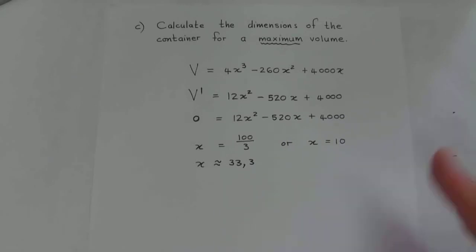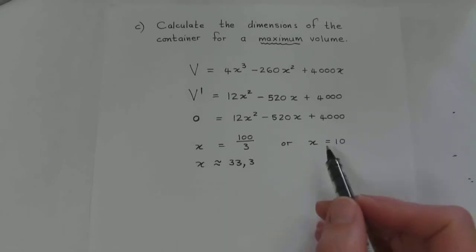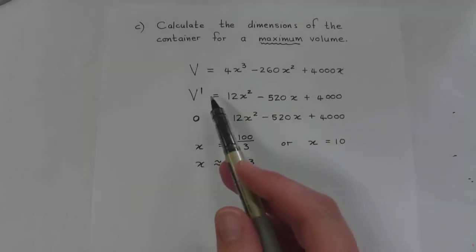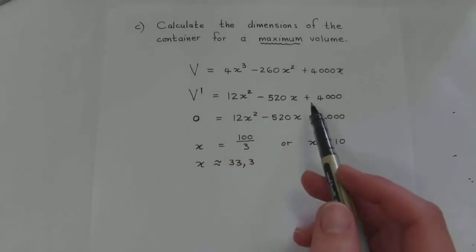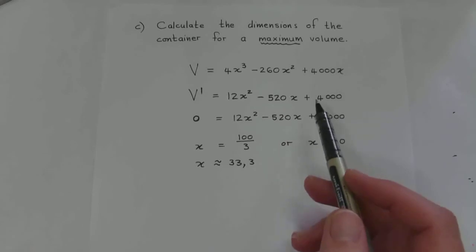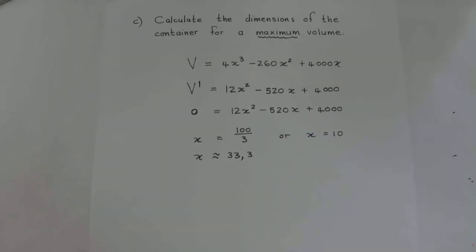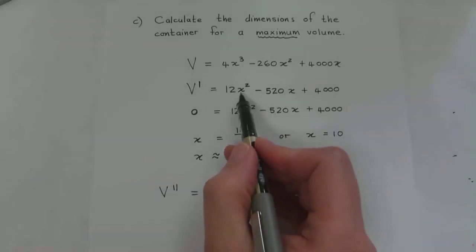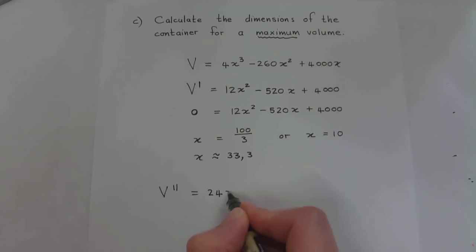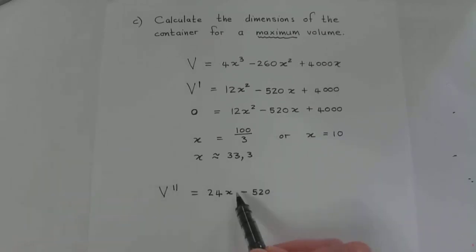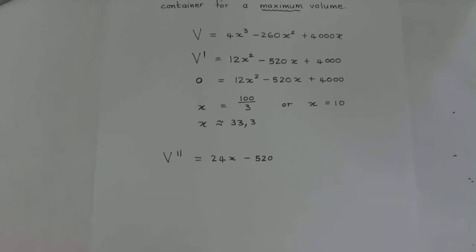Good. Now, if you want to know which one of those is the maximum or the minimum, you have a couple of options. The first option is you can find the second derivative, because remember, we have a second derivative test to establish minimum and maximum. So that's not a bad option. The second derivative is then going to be 24x minus 520. And you can quickly substitute these values in there to see which one of them gives you a minimum and which one gives you a maximum.